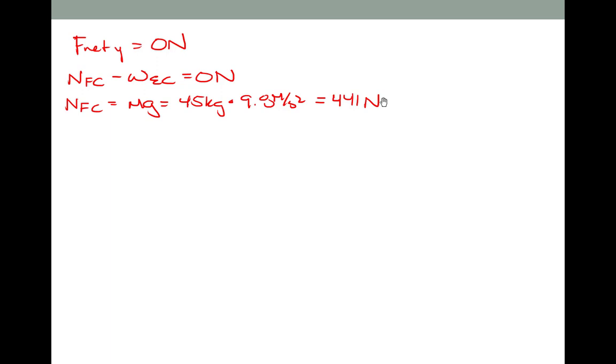I'm now going to switch over and think about the x direction for each part of the problem. For the first part, to get it moving again, this is max static friction. Maximum static friction occurs when the static friction equals the coefficient times the normal force. In this case, the coefficient was 0.5, and the normal force we just found to be 441 newtons, and that equals 220.5 newtons.